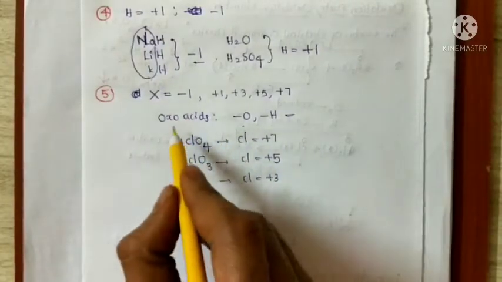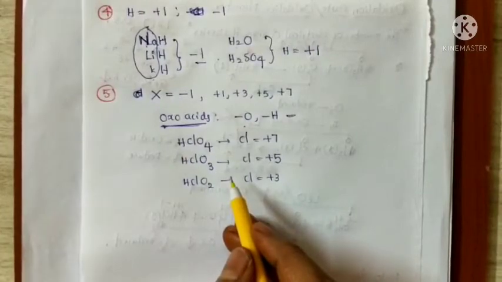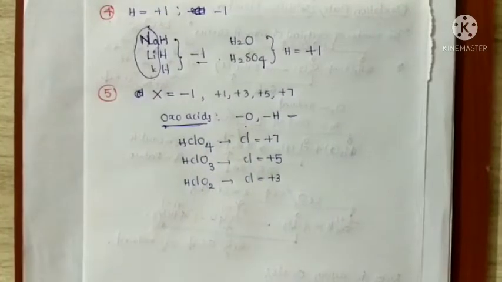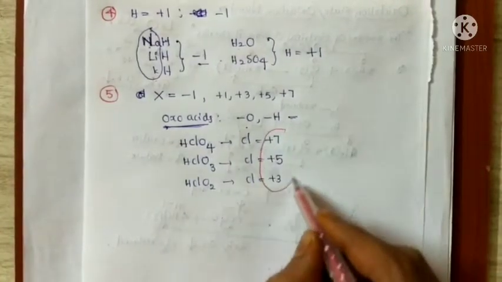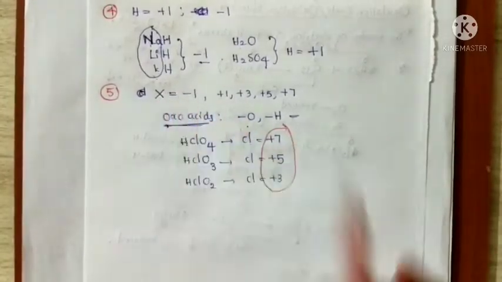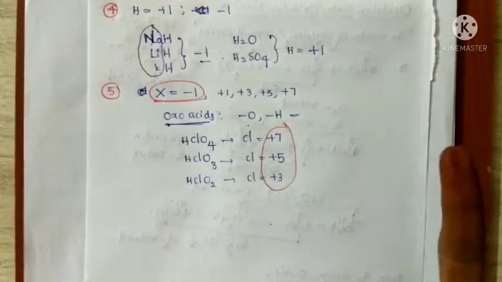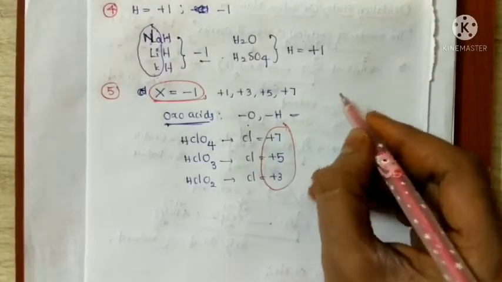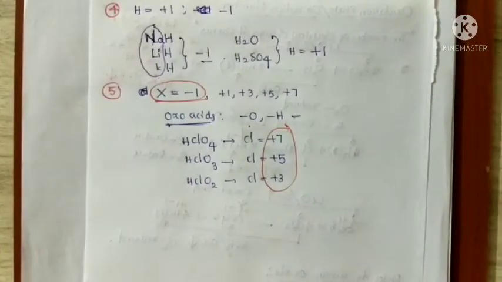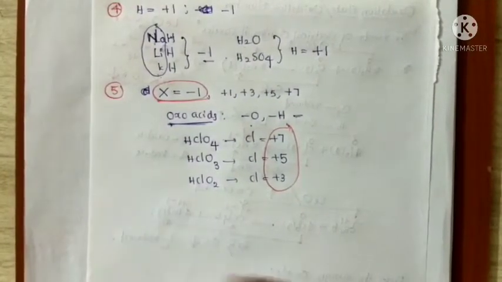So generally oxo acids can exhibit positive oxidation states. But the common oxidation state of a halogen is always -1. Fluorine, chlorine, bromine, iodine: like this Cl-, F-, Br-, I-. This is the general common oxidation state. So these are the rules for assigning oxidation states.